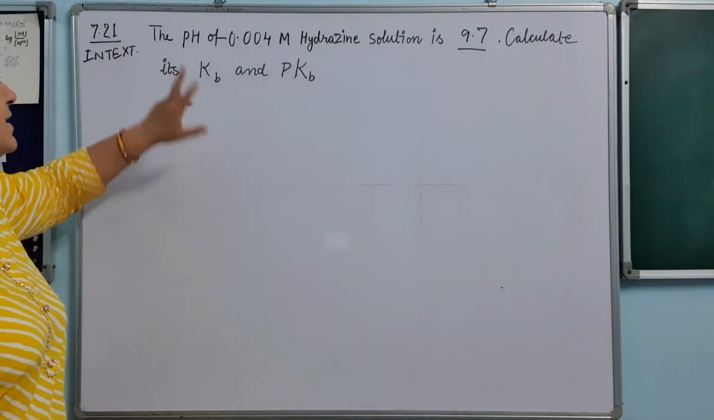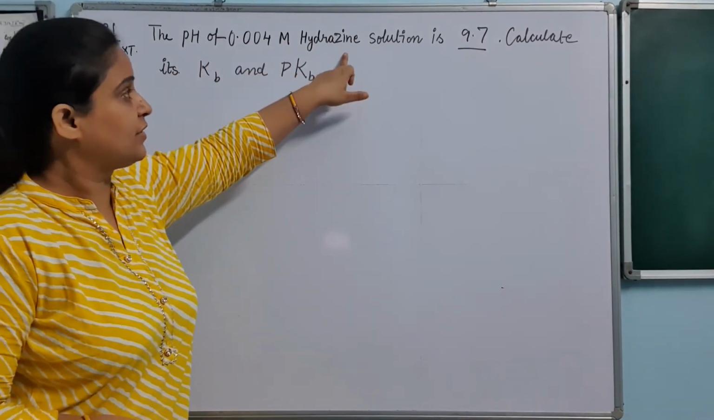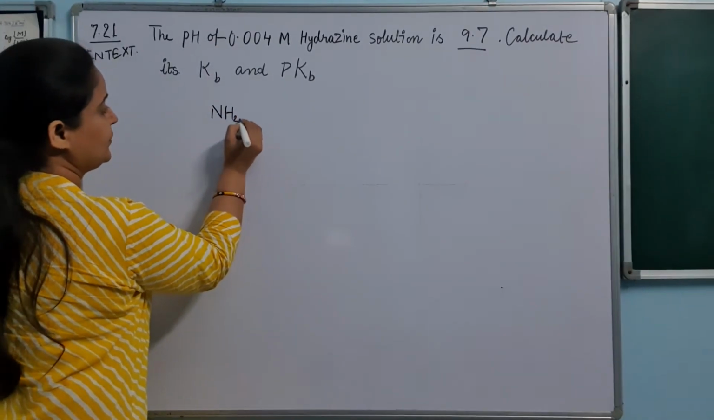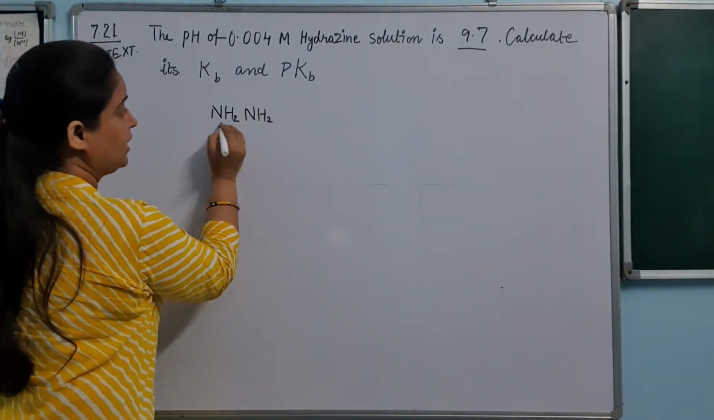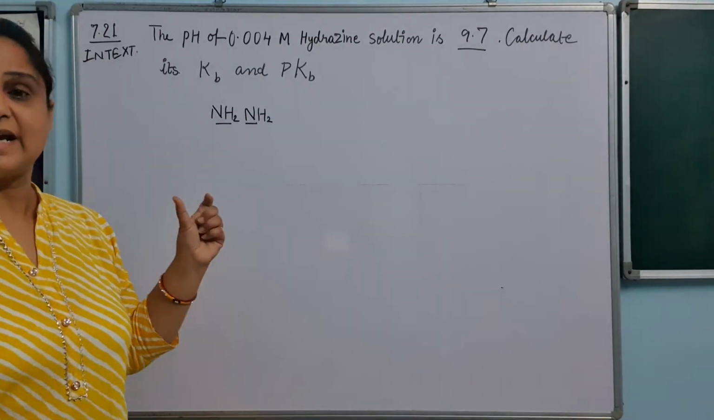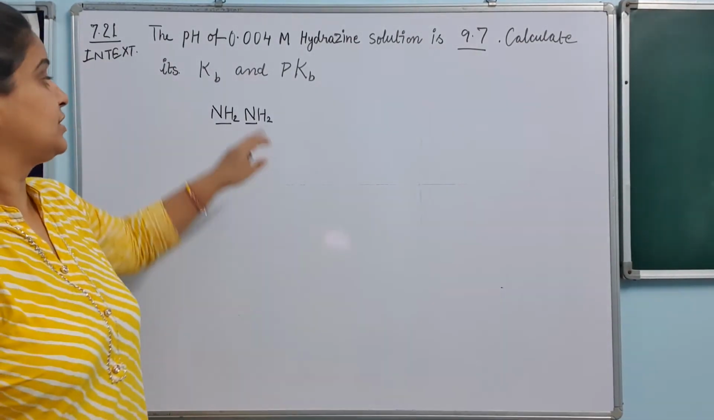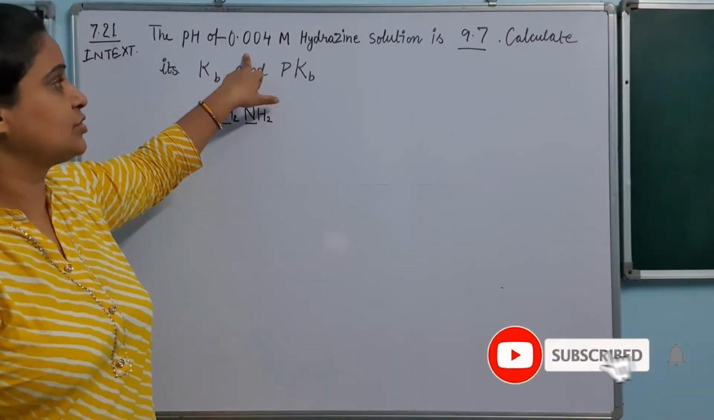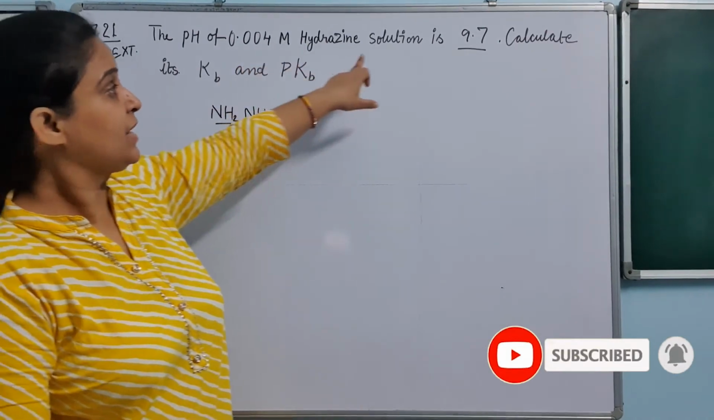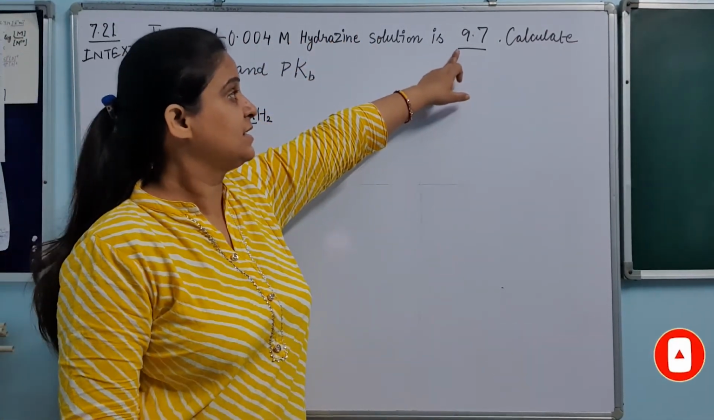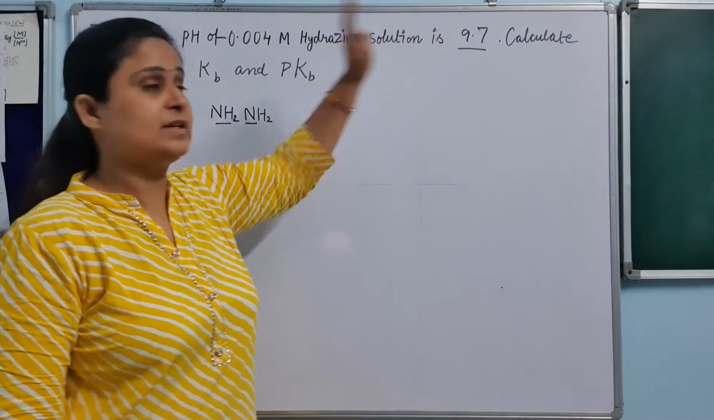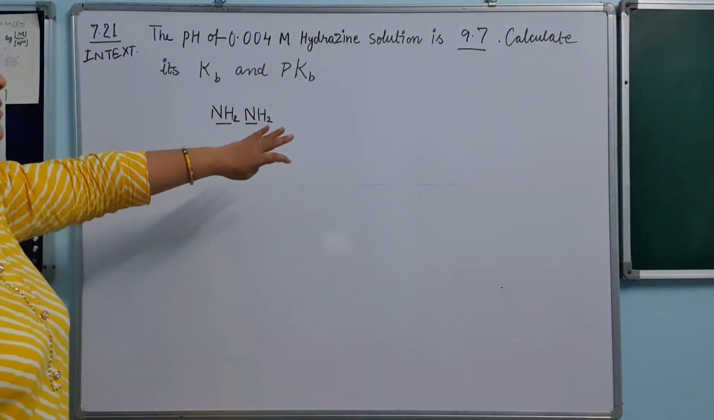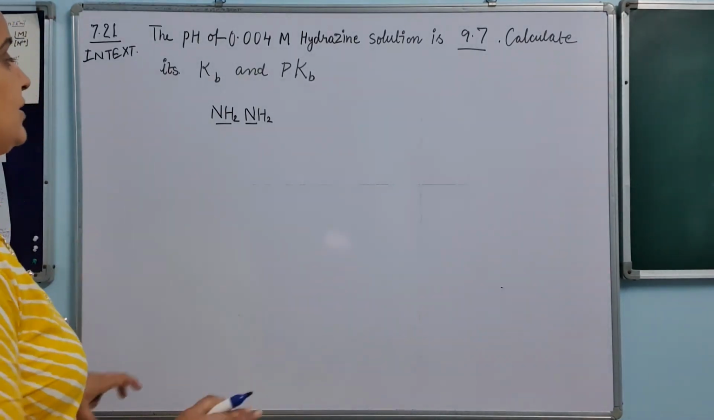The question is saying that the pH of the solution of hydrazine. First, what is hydrazine? Hydrazine is NH2NH2. It is meant for the nitrogen compound. So this is hydrazine. The concentration of the hydrazine solution is 0.004 M. It is a molarity solution, and the pH of this solution is 9.7. Calculate its Kb and pKb.